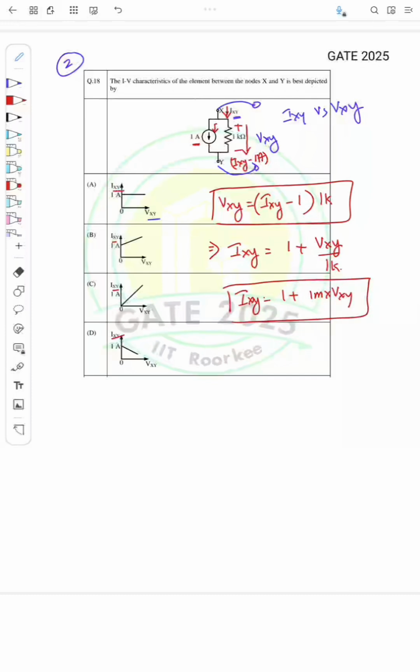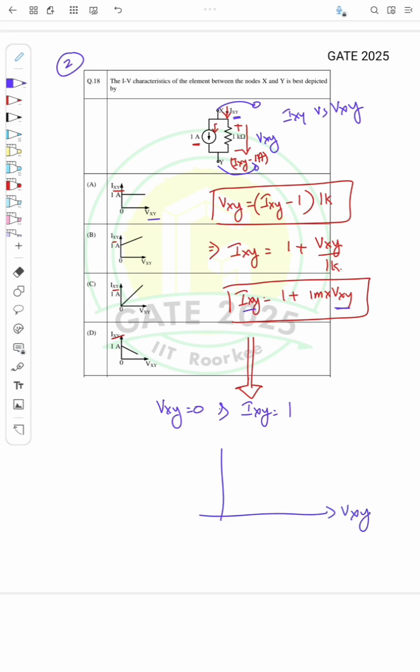So here, if VXY is equal to 0, what is IXY? IXY equal to 1 ampere, right? And when VXY increases, the IXY also increases from 1. So it varies linearly. So how will the VI characteristics look? VXY versus IXY. At VXY equal to 0, IXY will be 1, and when VXY increases, it will also increase linearly like this, with the slope of 1 milli. So the answer is B.